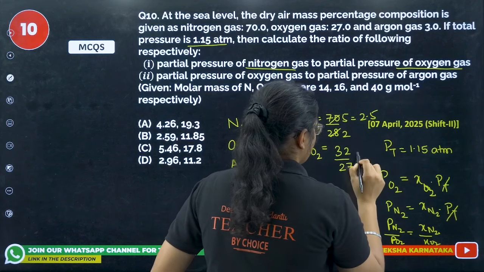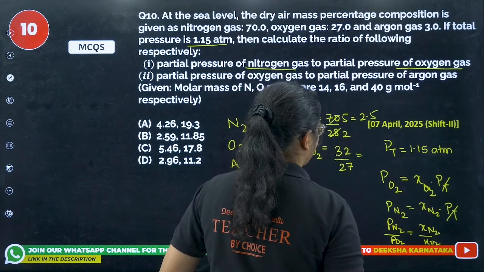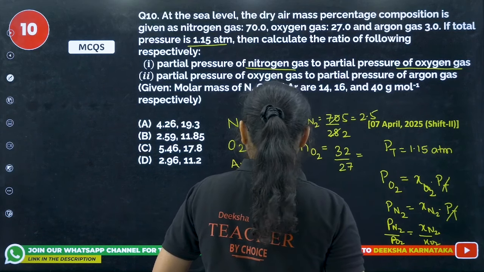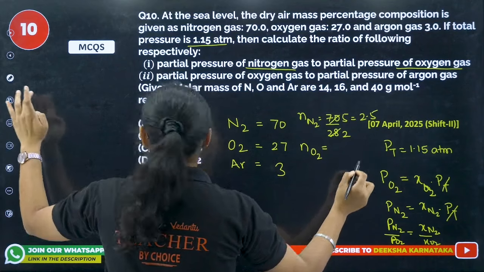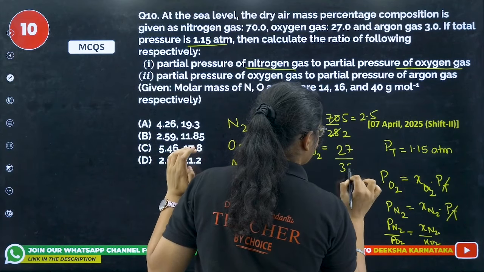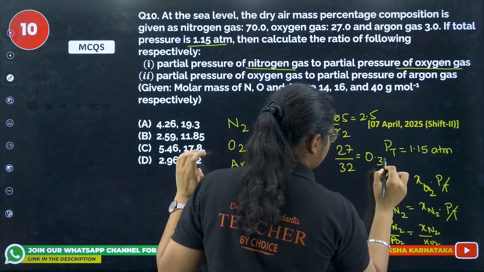Okay, 32 by 27. If I solve this, how much will you get? Okay, just a minute. Sorry, 27 by 32. I made a mistake here. Given mass by molar mass, right? So 27 by 32. So you will get some 0.37 something.